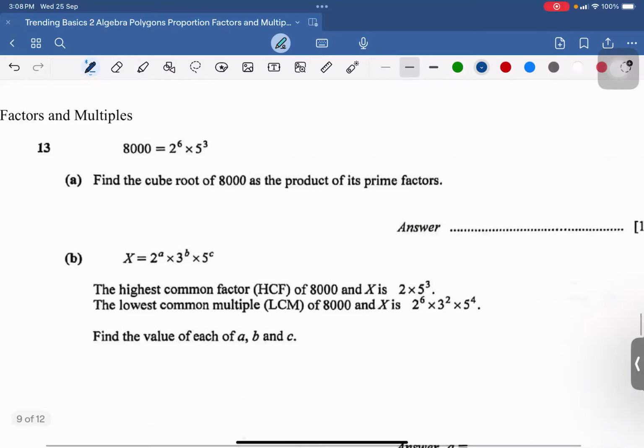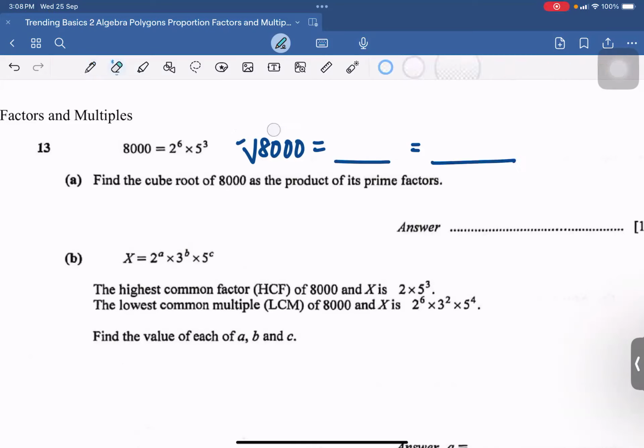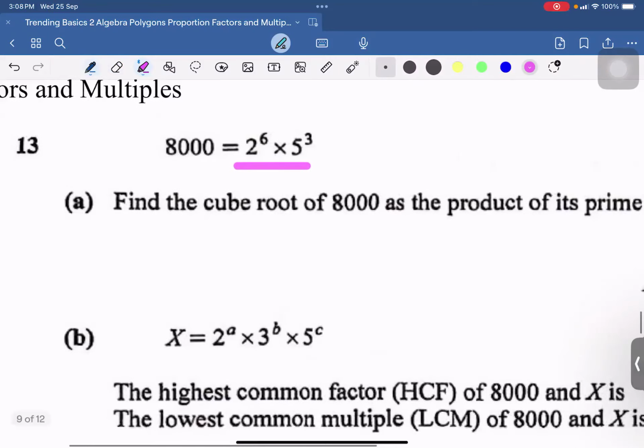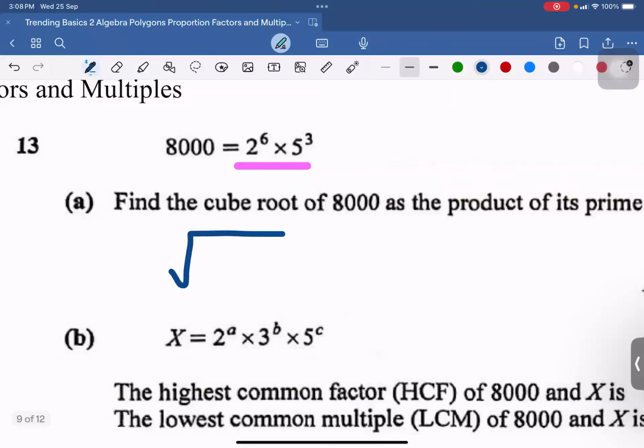Find the cube root of 8,000 as the product of its prime factors. I know some of you will go and do cube root 8,000, then find the number, then split it up. We do not want this. Instead of cube root 8,000, they already give you the expression as a product of its prime factors. So in this case, cube root of 2 to the power 6, 5 to the power 3.